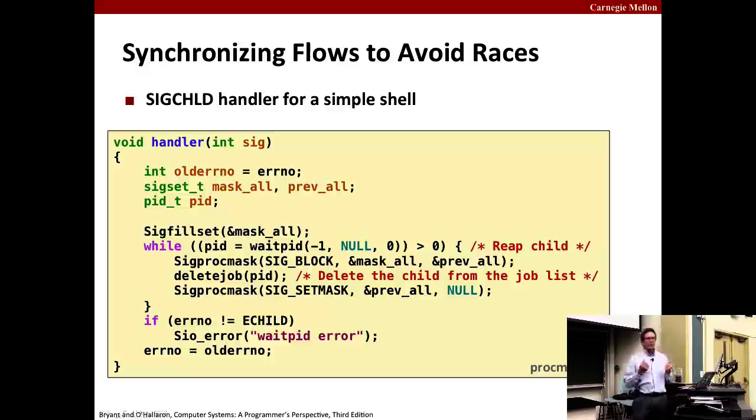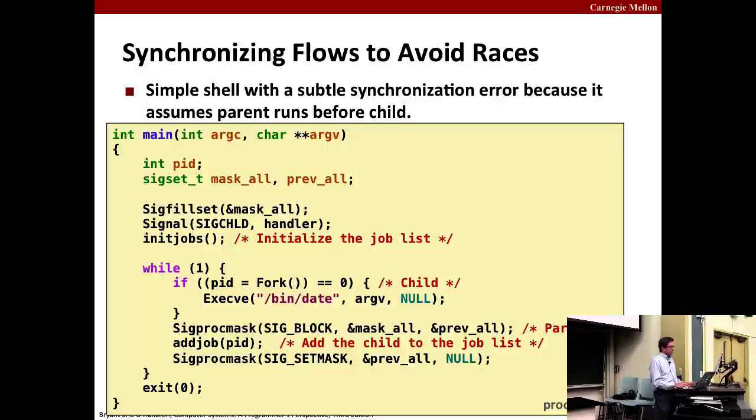All right, so here's a classic case. We have two concurrent flows, our main routine and our signal handler. They're each accessing a shared data structure, in this case, the job queue, and they're correctly blocking signals while they update it. But this program has a really subtle and nasty bug in it. Can you see what it is? What's the sequence of events that would cause this program to fail?